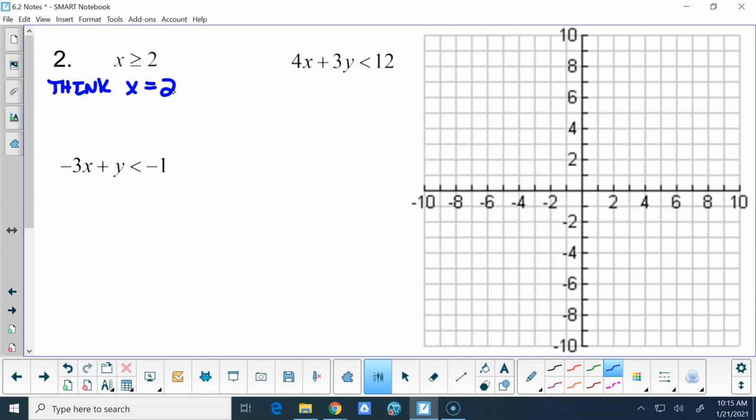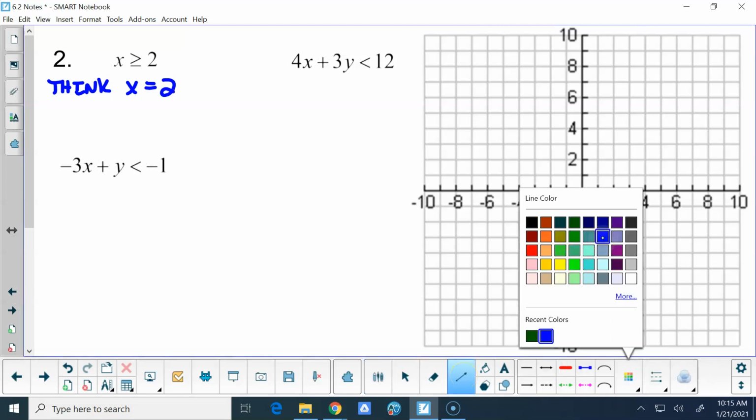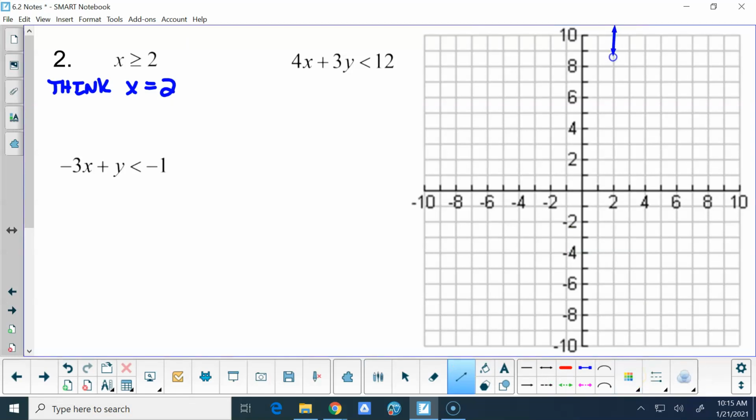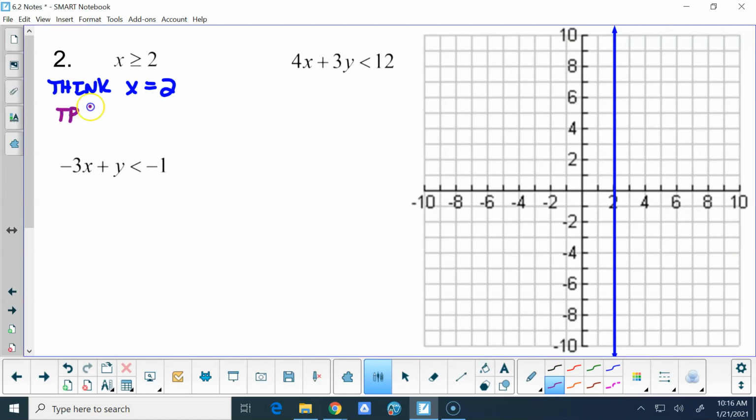Thinking the first one: x equals 2. x equals numbers are vertical lines. In this case, it's solid. Test point. Use the origin. Zero greater than or equal to 2, true or false? That's false. And on the right side.